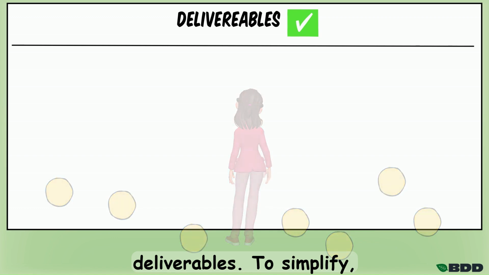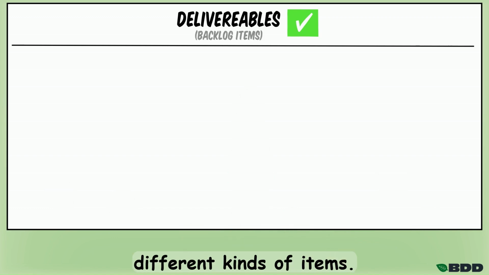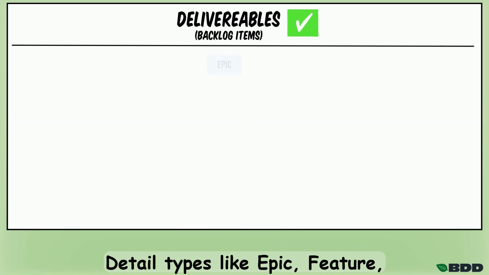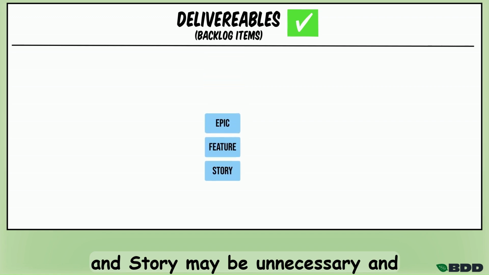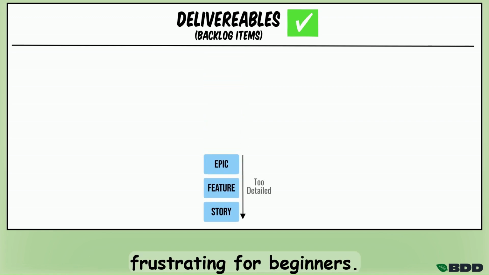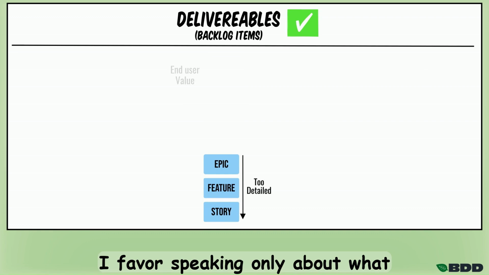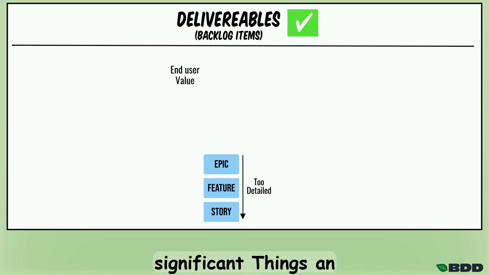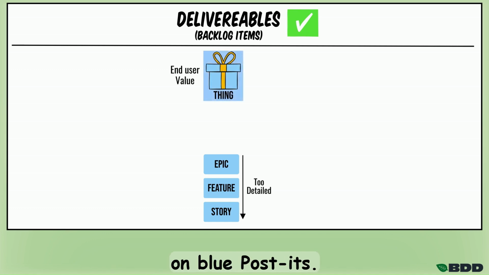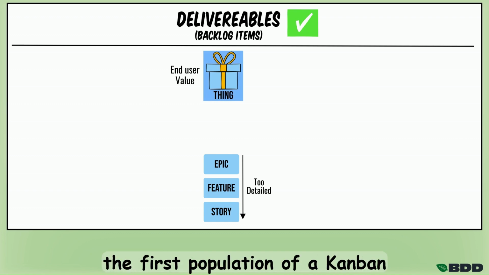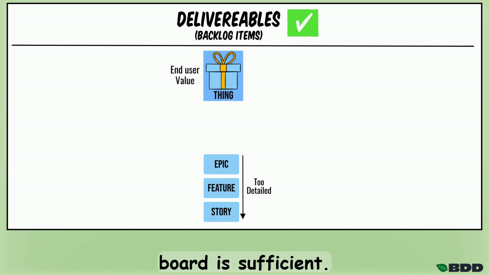To simplify, I wasn't cautious in defining different kinds of items. Detail types like epic, feature, and story may be unnecessary and frustrating for beginners. I favor speaking only about what an end user needs and the significant things an organization wants to deliver. These were written on blue post-its. With this simplification, the first population of a Kanban board is sufficient.